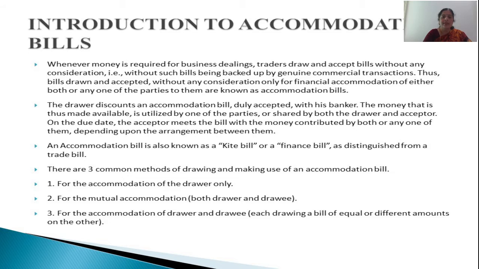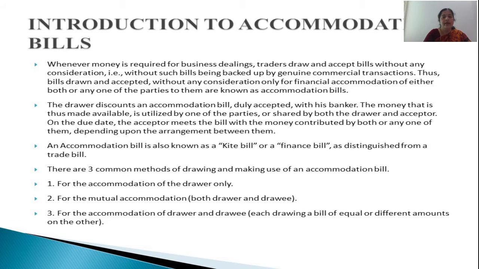Normally what happens is there will be a trading transaction between the seller and the purchaser, that is a credit transaction. As soon as a credit transaction is done, the concerned seller of goods, who has sold goods on credit, will be drawing the bill on the concerned purchaser. The person who draws the bill of exchange is whom we call the drawer, and the person on whom the bill is drawn is whom we call the drawee.